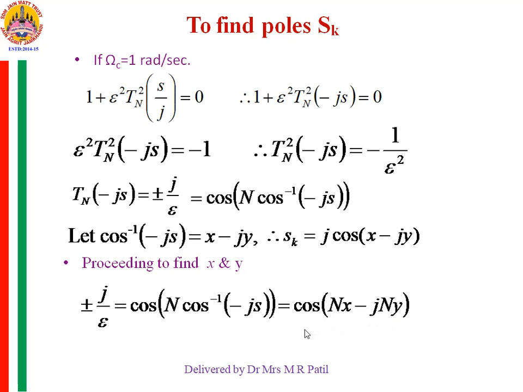Getting this or not? If you are not understanding and if I am a little bit fast, you can inform me. So getting this, how I have got this, plus minus j by epsilon is equal to cos of nx minus jny. Yes?